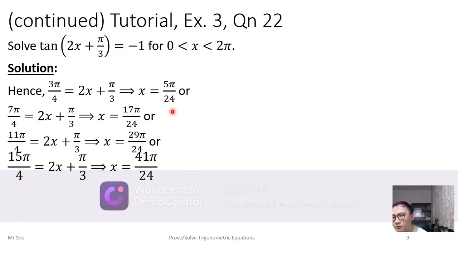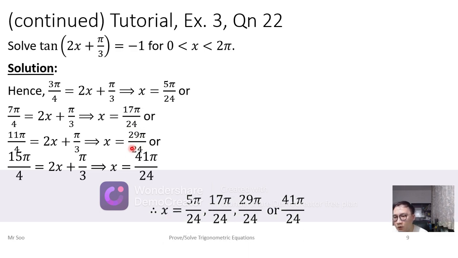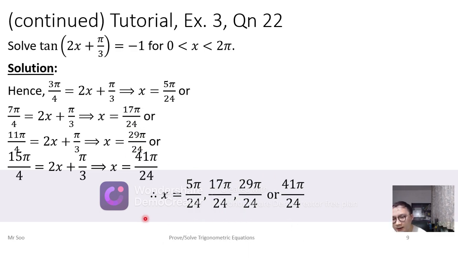Then my final answer will be 5 pi over 24, 17 pi over 24, 29 pi over 24, and lastly 41 pi over 24. These are my answers. Similarly in radian mode, I can substitute back into the original expression.